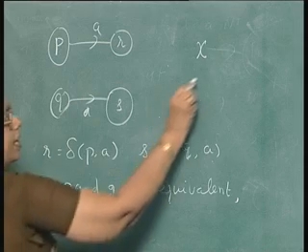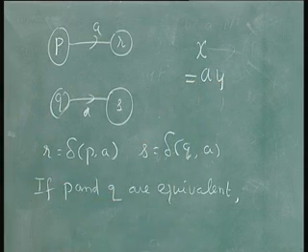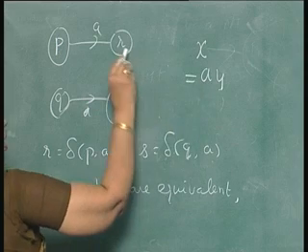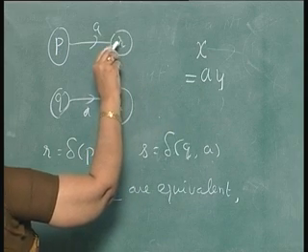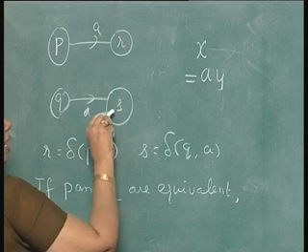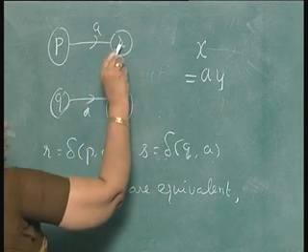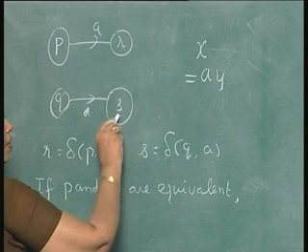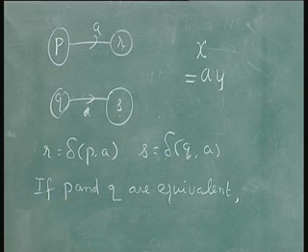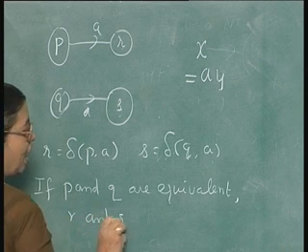If you consider a string of the form x equal to ay, then the string y will take R to a final state if and only if it will take S to a final state. And if it takes R to a non-final state, S also will go to a non-final state after reading y. So, if P and Q are equivalent, R and S are equivalent.